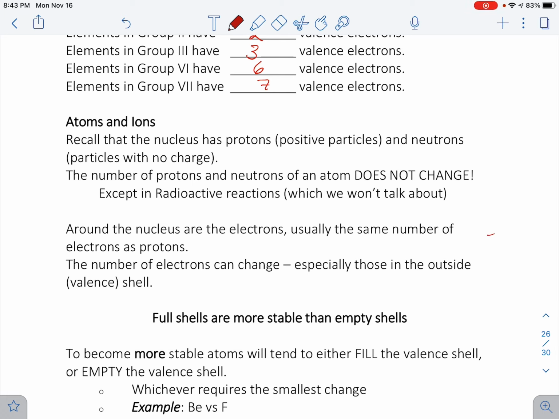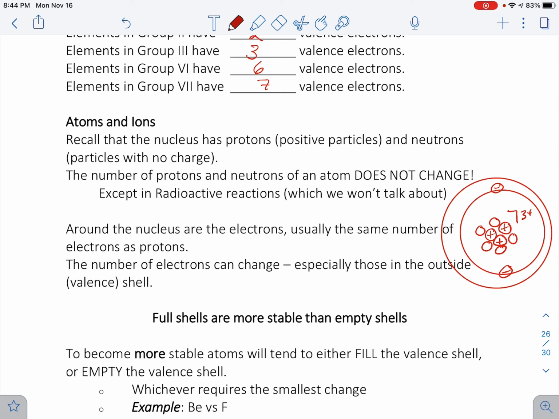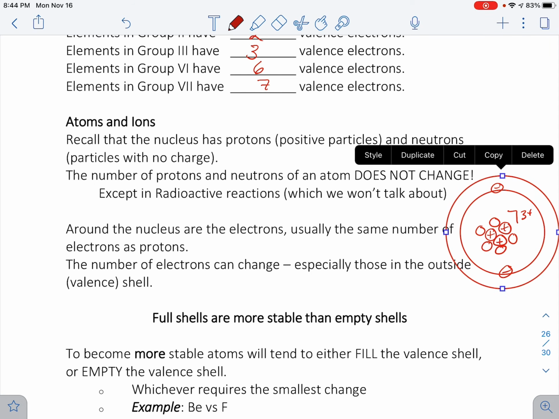So if you have, for example, a positive, let's make lithium. Lithium usually has 3 protons and 4 neutrons. So that gives the nucleus a 3+ charge. And then around that, it has these electrons, right? So it has 1 electron, 2 electrons, and then a third electron. Drop that here.